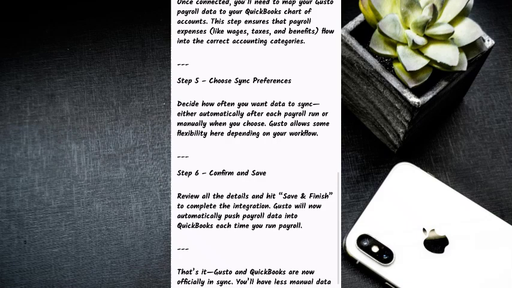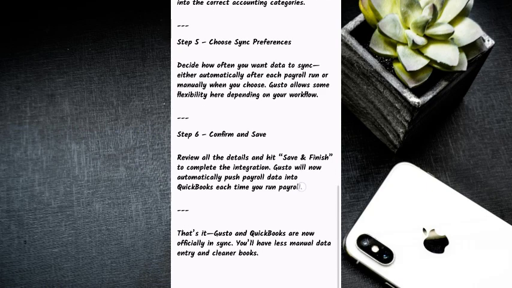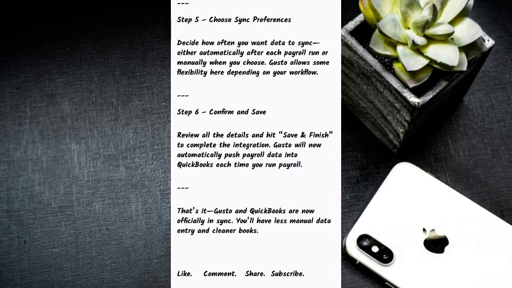Step 6, confirm and save. You've got to review all the details and hit save and finish to complete the integration. Gusto will now automatically push payroll data into QuickBooks each time you run payroll. That's it. Gusto and QuickBooks are now officially in sync. You have less manual data entry and cleaner books.